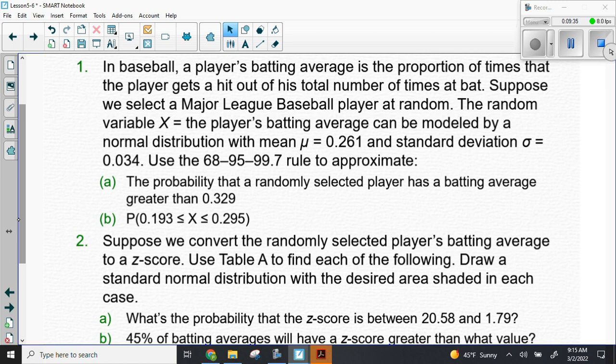Use the 68, 95, 99.7% rule to approximate the probability that a randomly selected player has a batting average greater than 0.329. Okay, let's see that first.